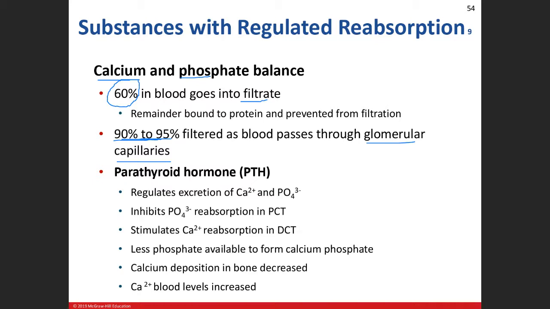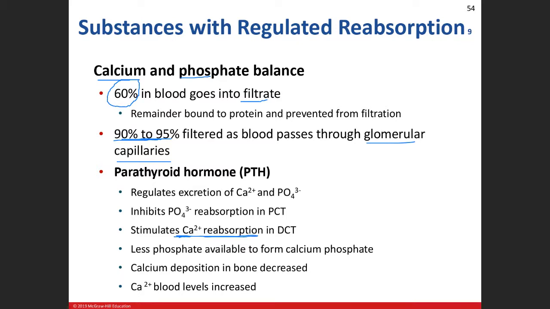So most of that calcium is going to get pushed out and get filtered. Okay? Now, what the nephron does with that depends on what your body's needs are. So, for example, if your blood calcium levels are low, that means we want to save calcium. We don't want it to get peed out. So parathyroid hormone gets secreted, and we need to increase our blood calcium levels. So we're going to stimulate and increase the amount of calcium resorption.